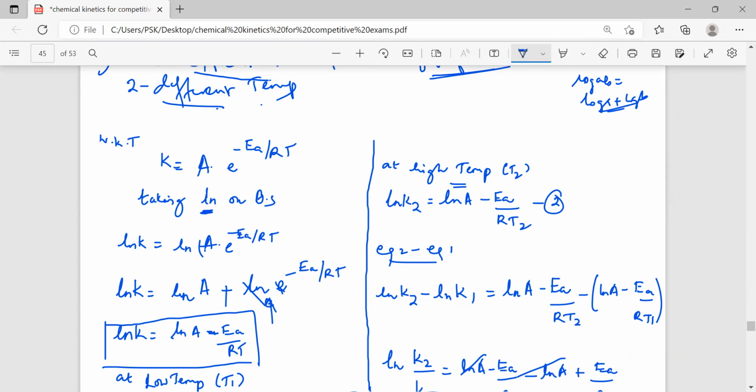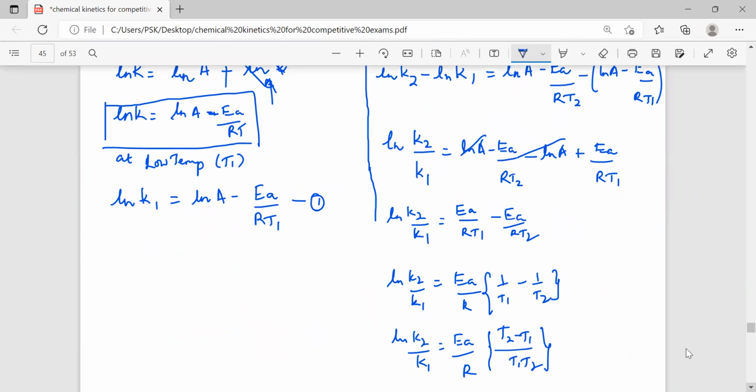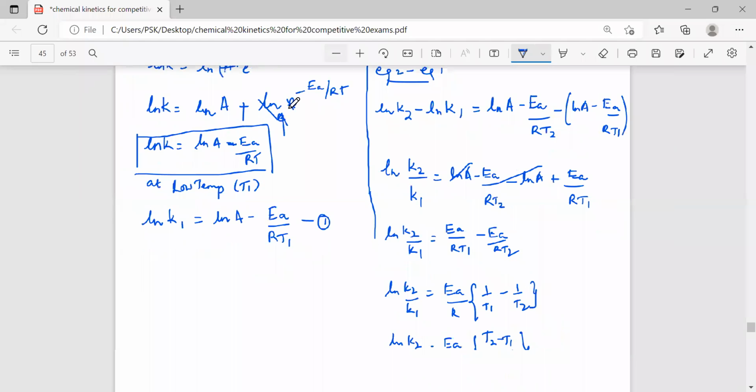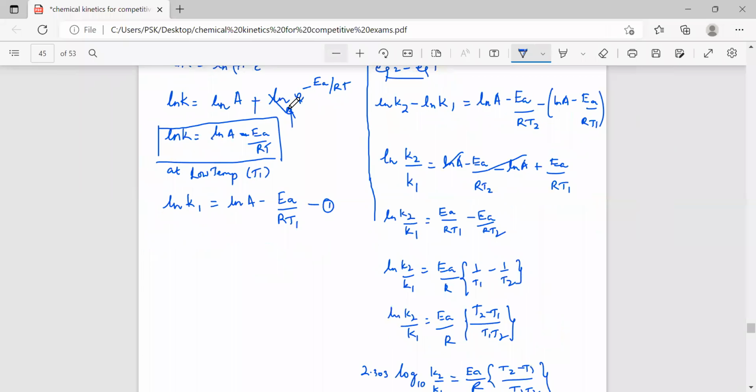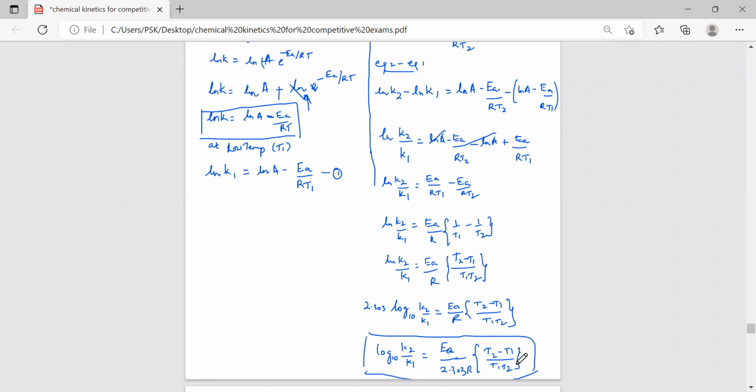So equation 2 minus equation 1, and it's complete mathematics. You can see, if you have any clarification, you can ask me. And then we come to the conclusion. The equation at two different temperatures to calculate energy of activation is log to the base 10 of K2 by K1 equal to EA by 2.303 R into T2 minus T1 divided by T1 T2. You can just go through, and if you have any clarifications, you can ask.